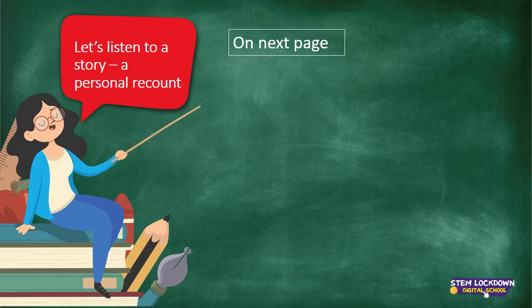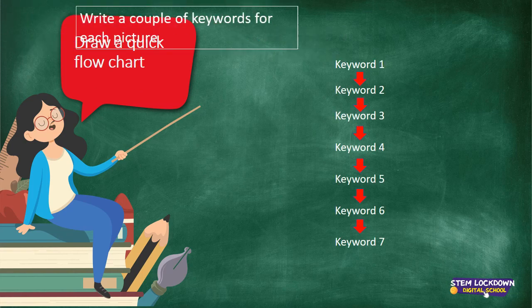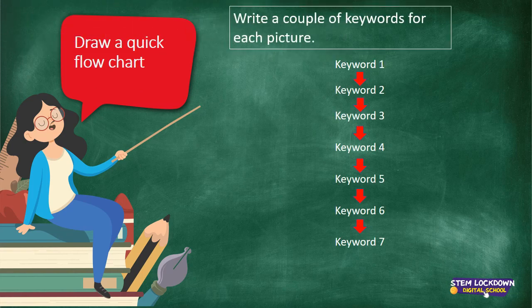Let's listen to a story, a personal recount. It's given by a seed. Before we listen, I'd like you to draw a quick flow chart in your book. You'll notice I've given you an outline. Keyword 1, keyword 2, right up to keyword 7, with a bit of space in between.